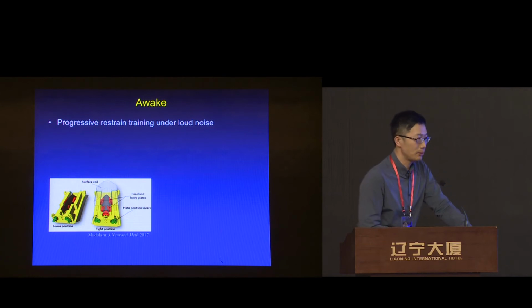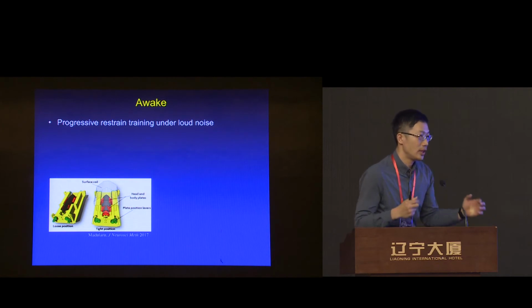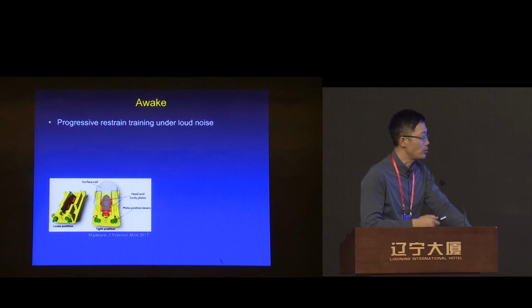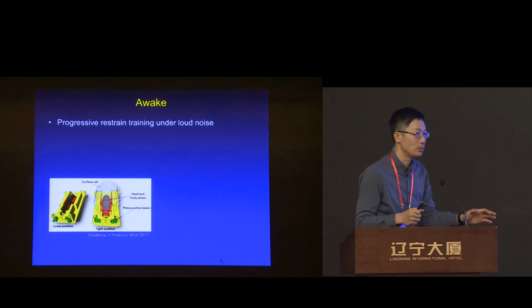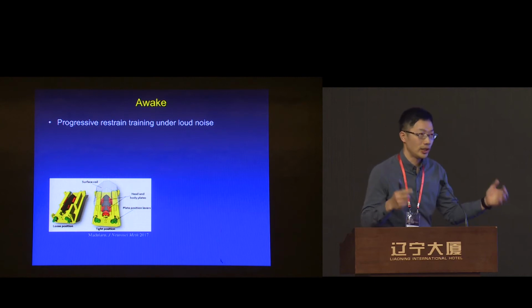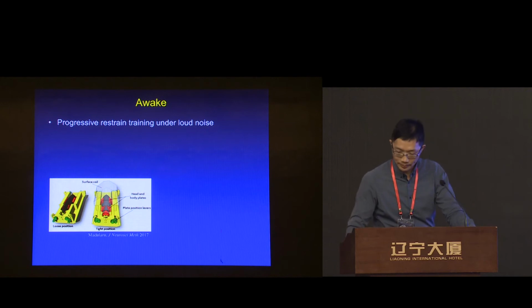Since there are so many complications in the anesthetized rodent, people are trying to do an awake setup. For example, you have to put the animal within a restrainer or implant a head post, and train the animal to adapt and not to move much during a loud MR scan.